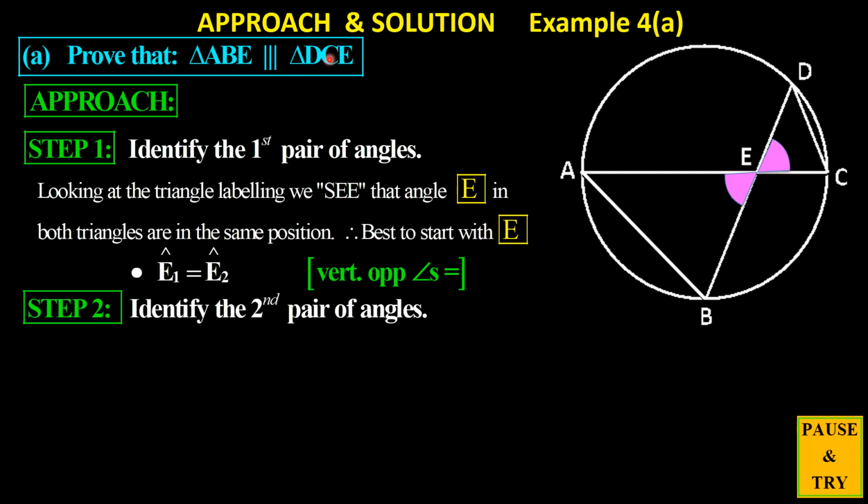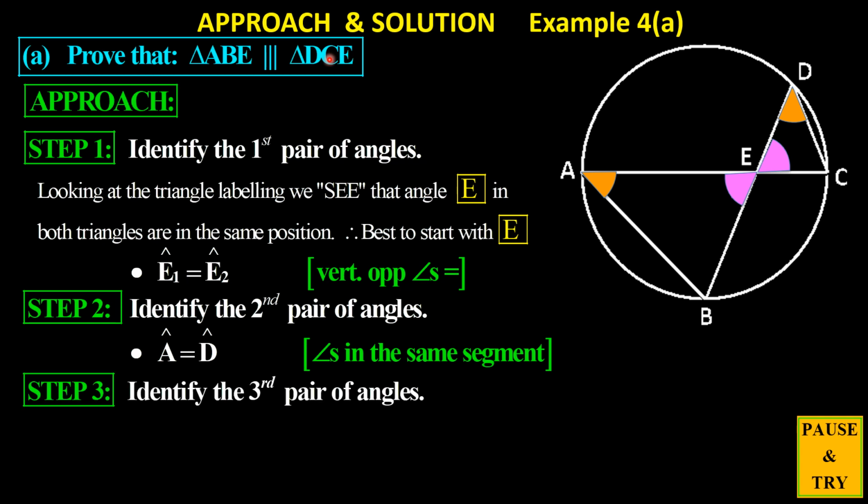Now we need to get a second pair of angles. Do you see a second pair? That's correct, from our circle theorems, angle A is equal to angle D, angles in the same segment. Now you have more than enough. We can just write down the third angle, and the third pair would be angle B and angle C. And you can always write down the reason as sum of the angles of a triangle.